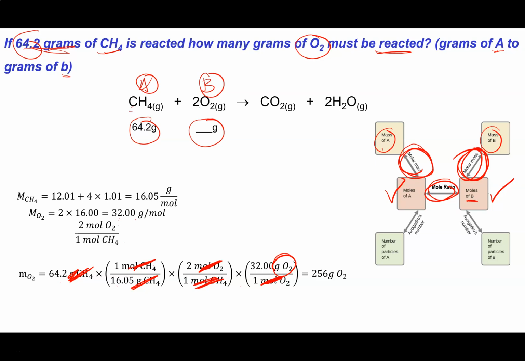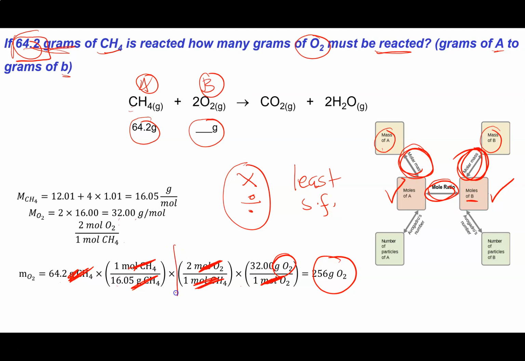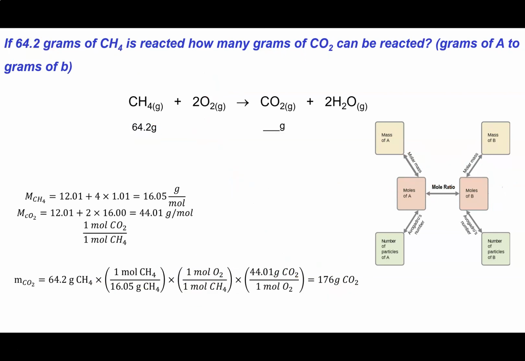I end up with 256 grams of O2 are needed. I rounded my answer off to 3 significant figures because the data that was originally given had 3 significant figures, and I'm only doing multiplication here, and I know that my rule for multiplication and division is that my answer needs to have the same number of significant figures as the measurement with the least number of significant figures. It should be noted that mole ratios are exact numbers, as they are the number of items of something, so they are exact numbers.